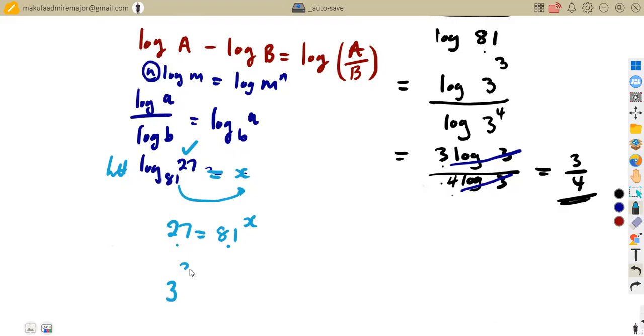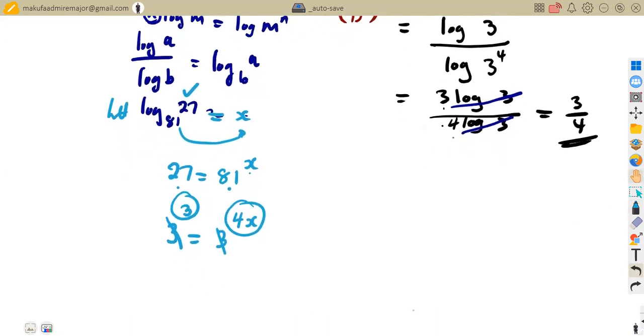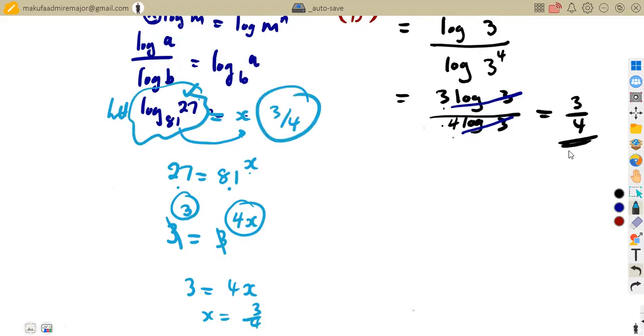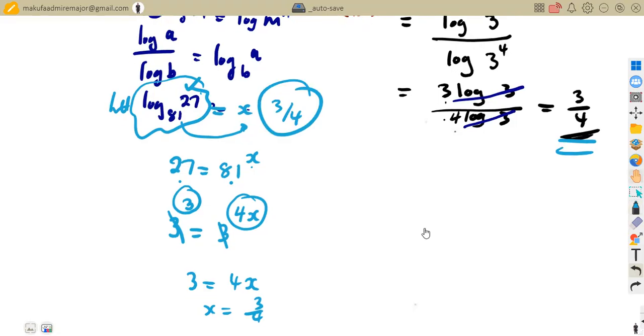27 is the same as 3 to the exponent of 3. 81 is the same as 3 to the exponent of 4, but there is x we are going to multiply. We know that if the bases are the same, we equate the exponents, in this case 3 will be equal to 4x. So if 3 is equal to 4x, we divide by 4 by 4, so x is going to be 3 over 4. So the whole logarithm of this part that we had is going to give us 3 over 4, which is the same answer as the one that we got here.